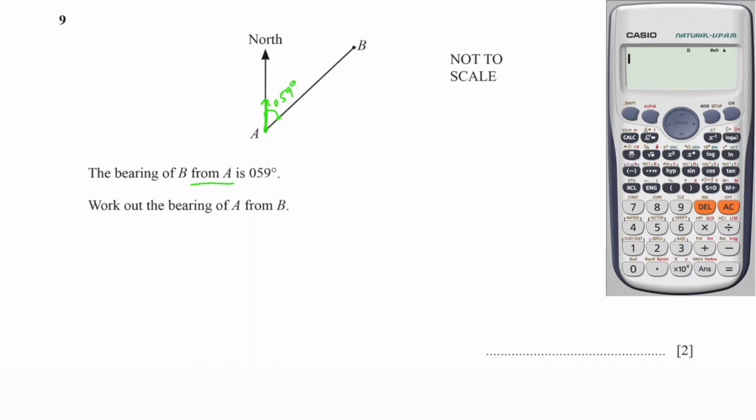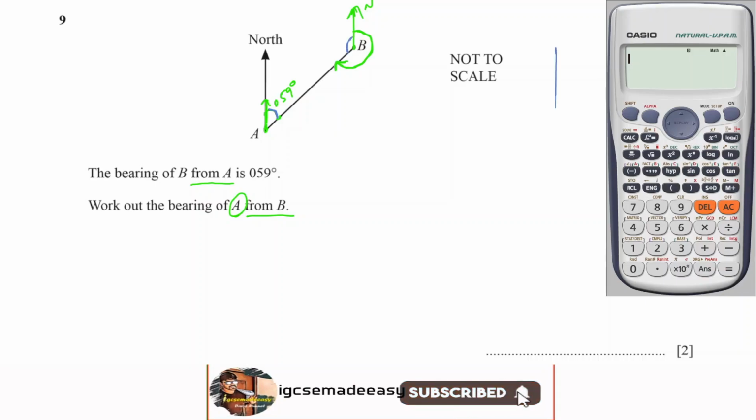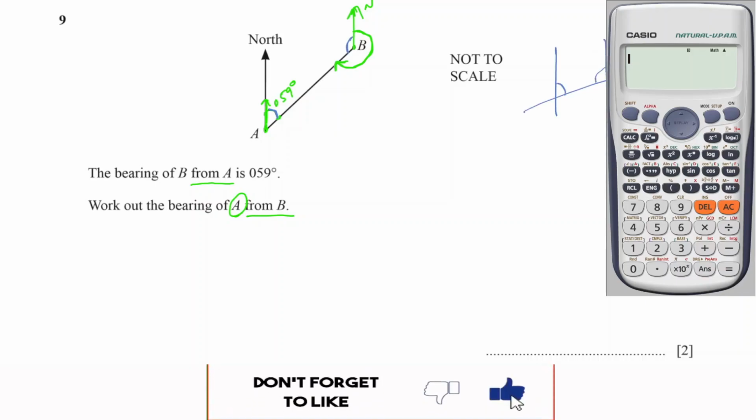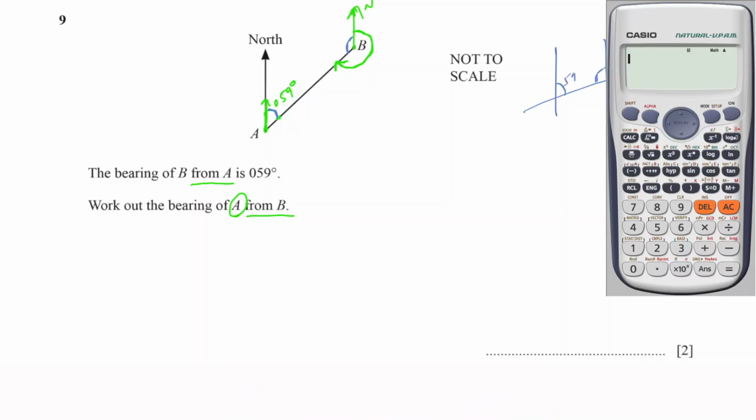So what is the bearing? Work out the bearing of A from B. From B, this is B. So we have to rotate clockwise from the north direction. This is the north direction, right? And we have to rotate clockwise till it reaches from B to A. This is A position, right? So this whole angle we have to find. How to find out that? So this is 59 degrees. What is this angle? Because if these two are there, the angle sum should be equal to 180. This is 59, so this angle should be 180 minus 59, right?